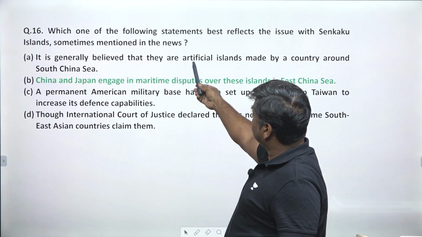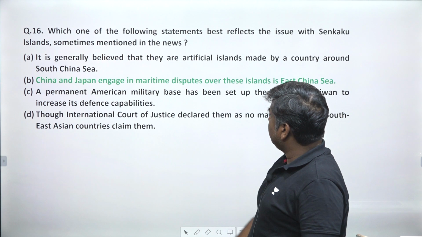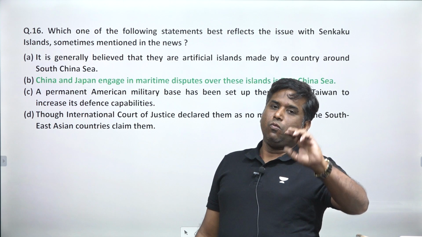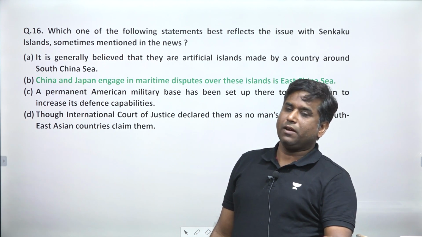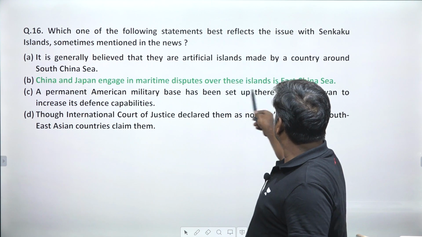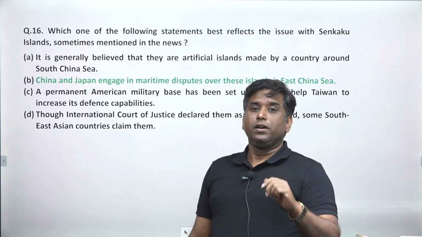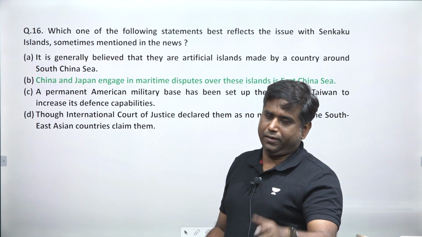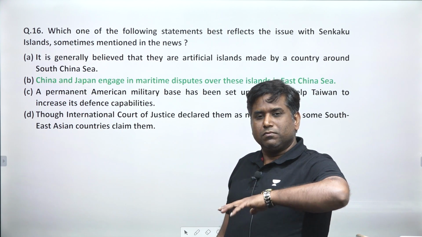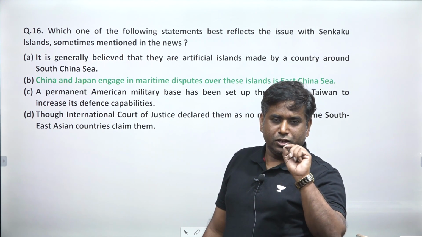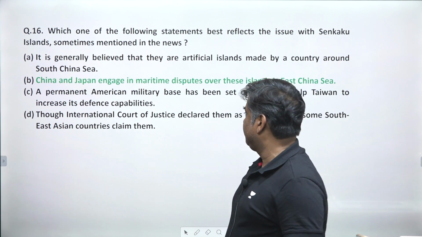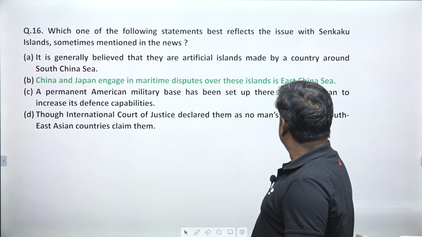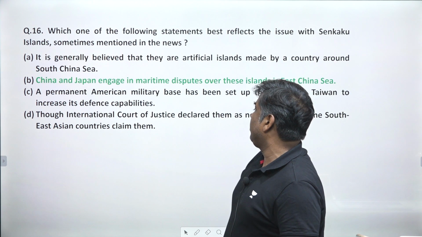The first statement is incorrect because of this South China Sea. A permanent American military base: America has 2 bases, one an Air Force base and the other a naval base, in Japan. But in Taiwan, they do not have a proper big military base, although they have a few sites over there, which are more close to that arena. It is not exactly in Taiwan. Now, though the International Court of Justice declared them as no man's land, some Southeast Asian countries claim them.